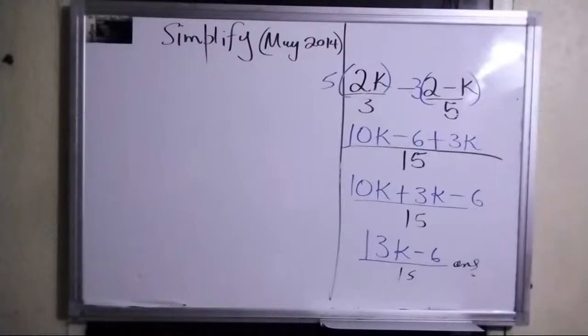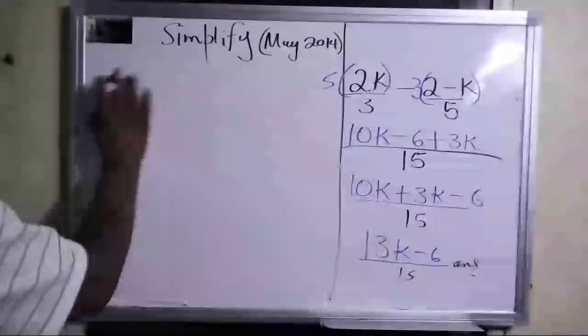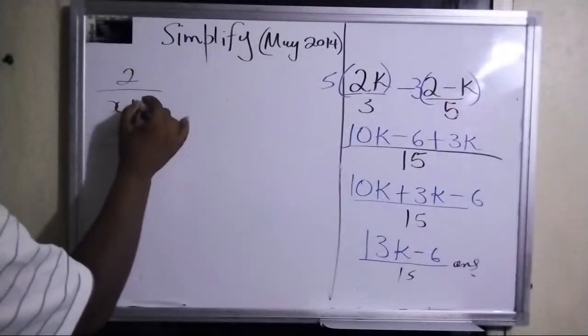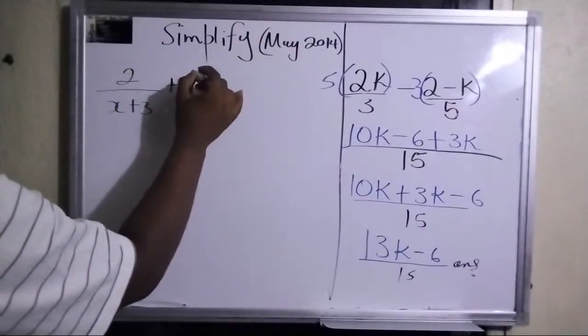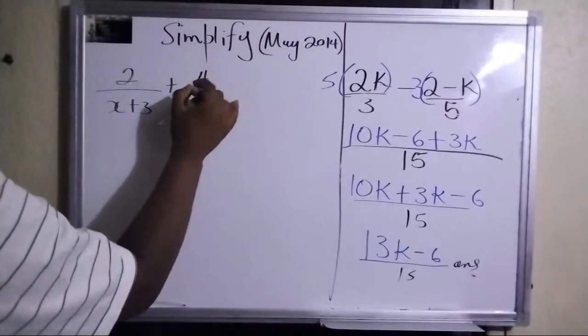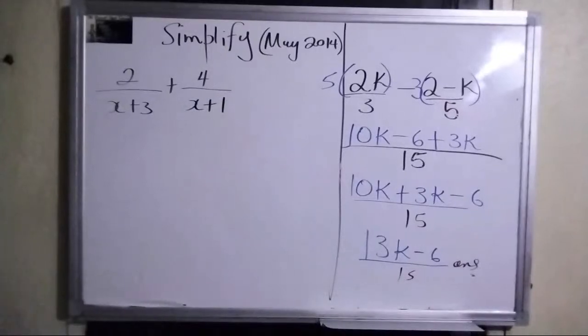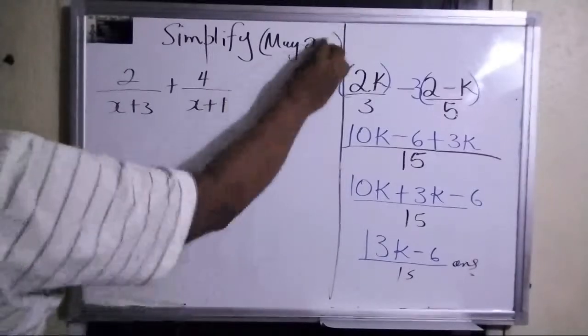Alright, there's another type where they can actually give you, and students normally say, sir, this one is stress. They can give you something like this. So go ahead and attempt this one. 2 over x plus 3. Same instruction, simplify. This one is not 2014.